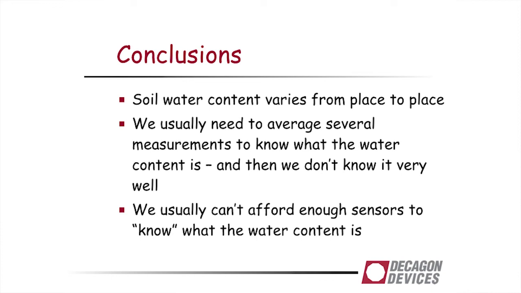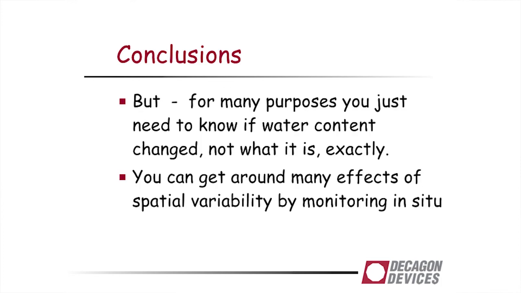And so we can go through this exercise that I've gone through here. We can determine the number that we need, but usually our budget won't allow us to put in that many, and so we end up compromising to some extent. But the important thing is that for many purposes, we don't need to use large numbers of samples. We don't need an accurate value of the water content. We just need to know how it's changing, and the important thing there is that if we use in situ monitoring, we get that precision when we don't need the accuracy.